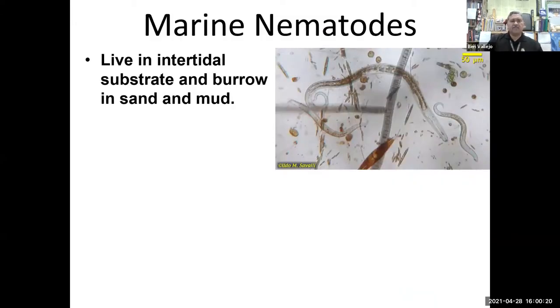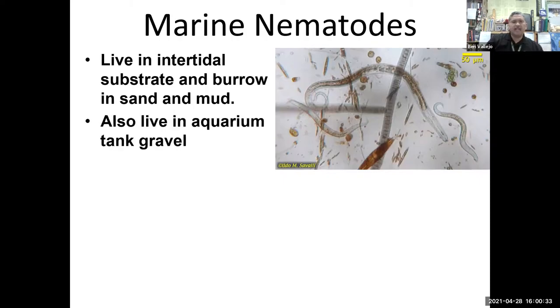Now, in the ocean, the marine nematodes live in the intertidal zone, in tide pools, rocky shores. They burrow in the sand and the mud. They also live in aquarium tank gravel. So once you get a tank that's established, you can take a drop of water from the aquarium tank, and you're likely to see nematodes there.